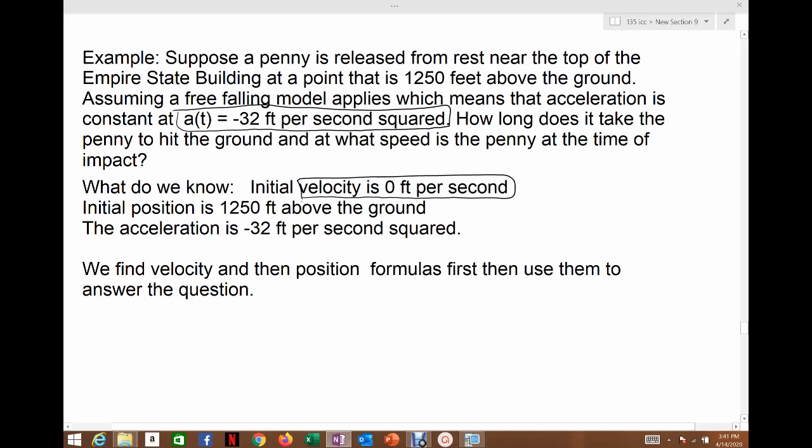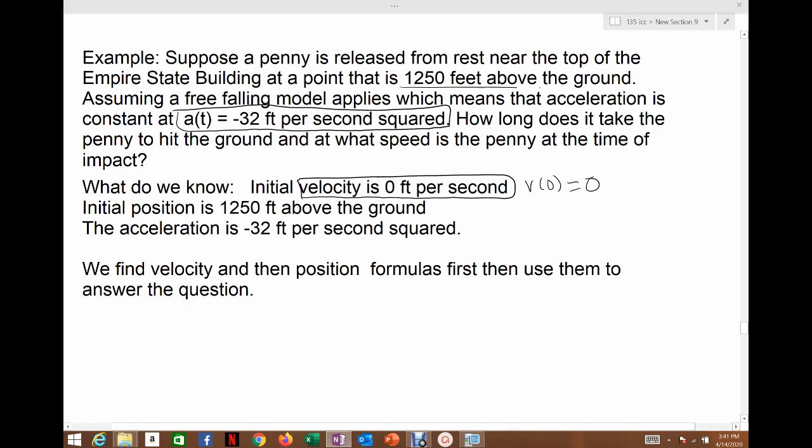As soon as I open it, the pull of gravity starts to accelerate it. But the velocity at time 0 is 0. I didn't throw it. It would be different if I took the penny and threw it, and then I'd have to know how fast my hand was moving when I let go of the penny. But I'm not. I'm dropping it, and so the initial velocity is 0.